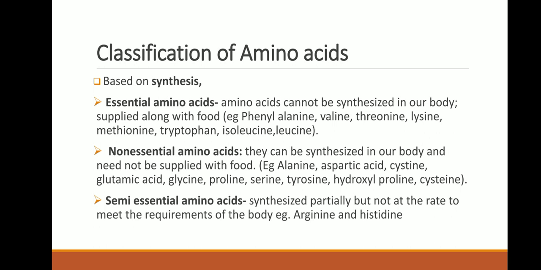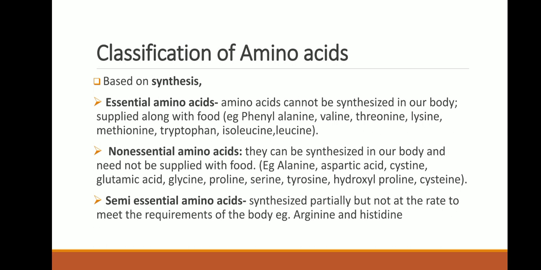Which are the semi-essential amino acids? Arginine and histidine. Why are they known as semi-essential amino acids? Because they are synthesized partially in our body but not at the rate to meet the requirements of the body. They are synthesized partially in our body, but the rest we need through food also.